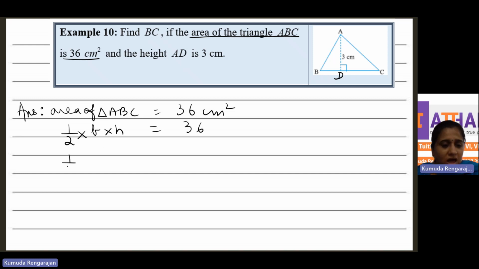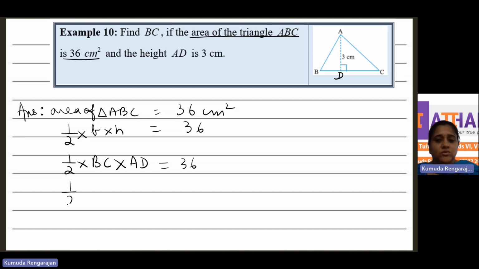Now below that, half into base, which is BC, into the altitude on BC, which one? AD. AD is the altitude on BC. That's why now you should understand. You should also make some effort. I cannot keep explaining the same thing for every sum to make you understand. Now you have to help yourself. Half into base BC into the altitude AD is equal to 36.